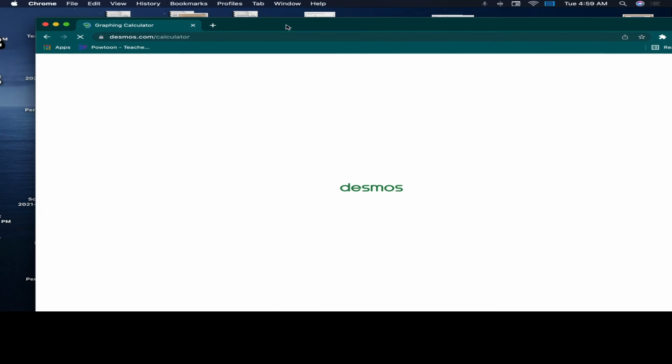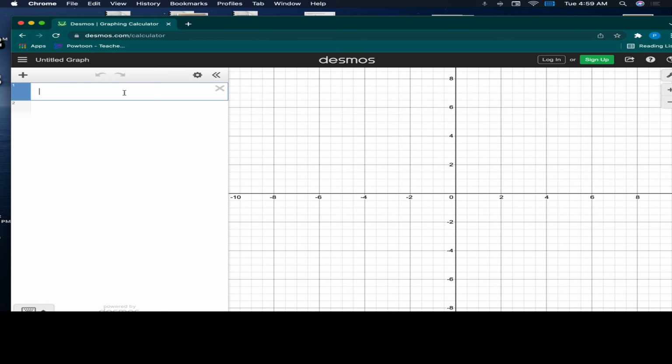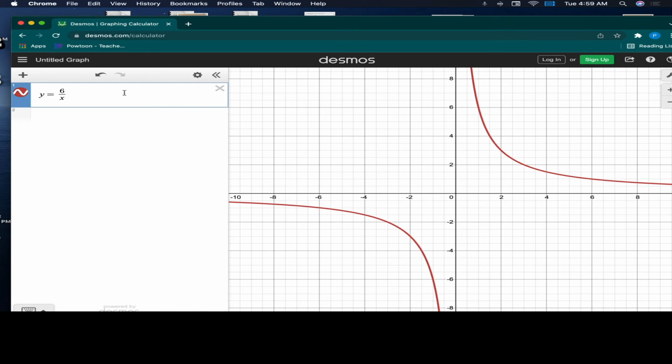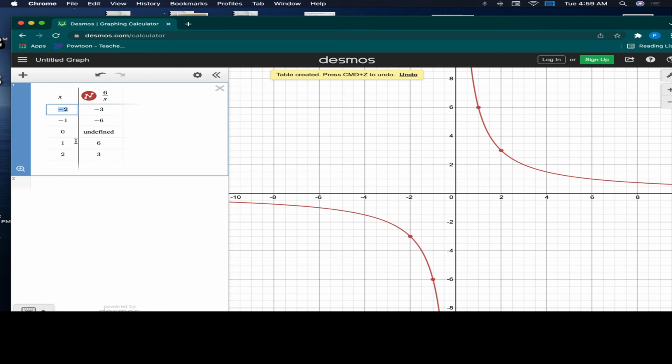I'm not sure why it's not loading. There we go. And we can type it into Desmos. So we can say y equals 6 divided by x. Now, if I look, you get the cogwheel table, right?